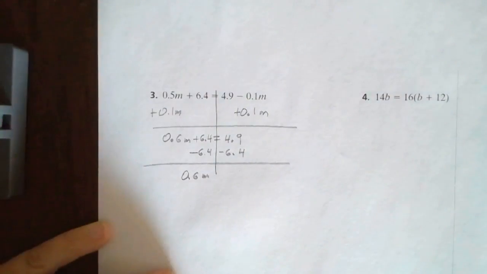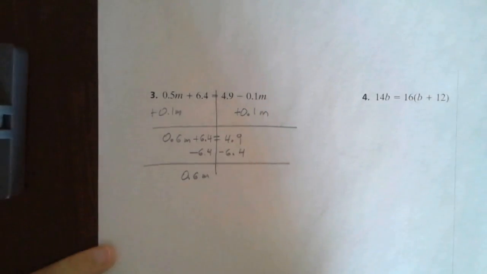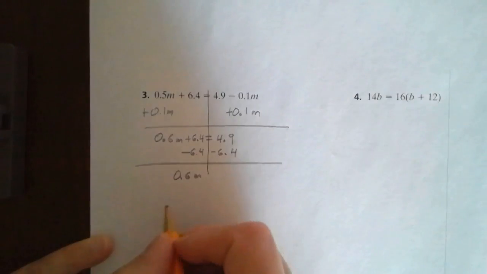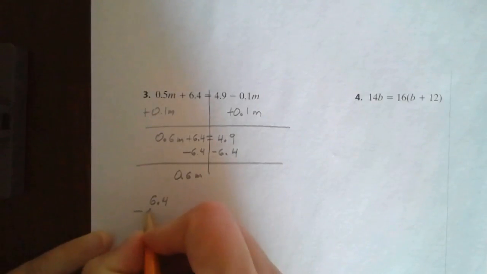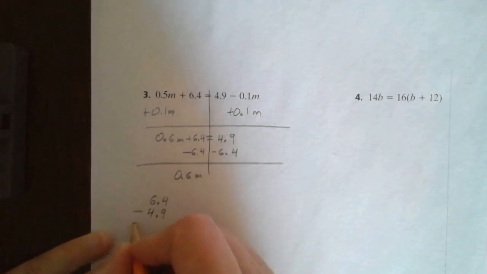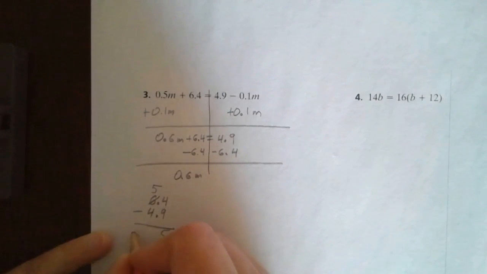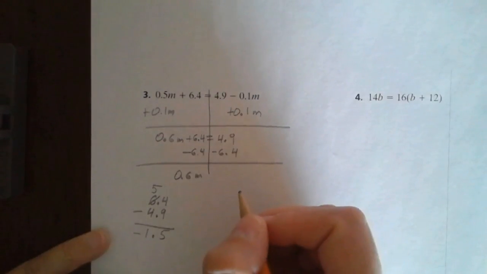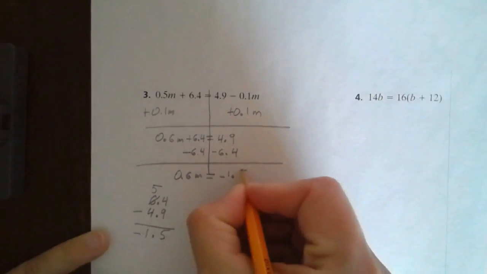Now on the right side, different sign, so I actually have to subtract. So somewhere on the side, I'll do it under here, but if you can do it on the side if you have room, that's fine. So I have to subtract 6.4 minus 4.9. Okay, that becomes 5. So that's negative 1.5. Okay, so that equals negative 1.5.